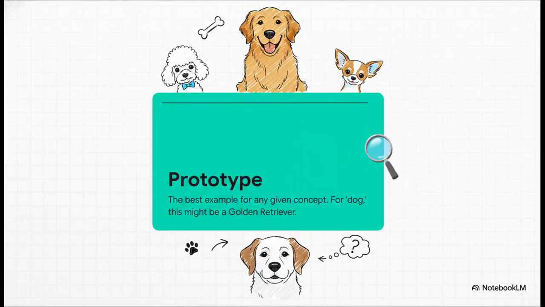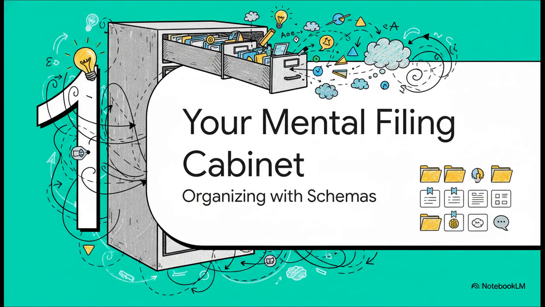Was it a poodle? Maybe a little chihuahua? You know, for most of us, it's something like a golden retriever or a Labrador. That instant mental picture? That's what psychologists call a prototype. It's your brain's go-to example, the best of file it keeps for any given category, or what we call a concept.